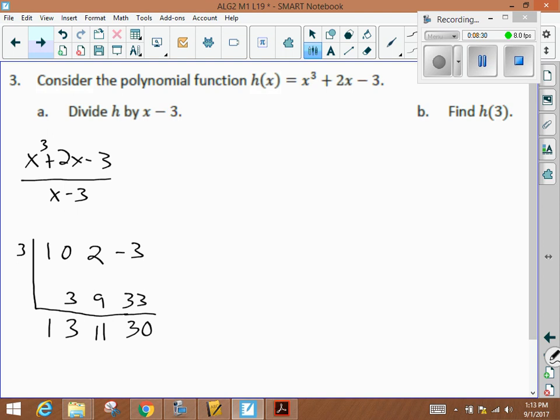This is my remainder. So in other words, I can say that this is going to be equal to x squared plus 3x plus 11. My remainder is positive, and I'll write that as 30 divided by the quantity x minus 3.